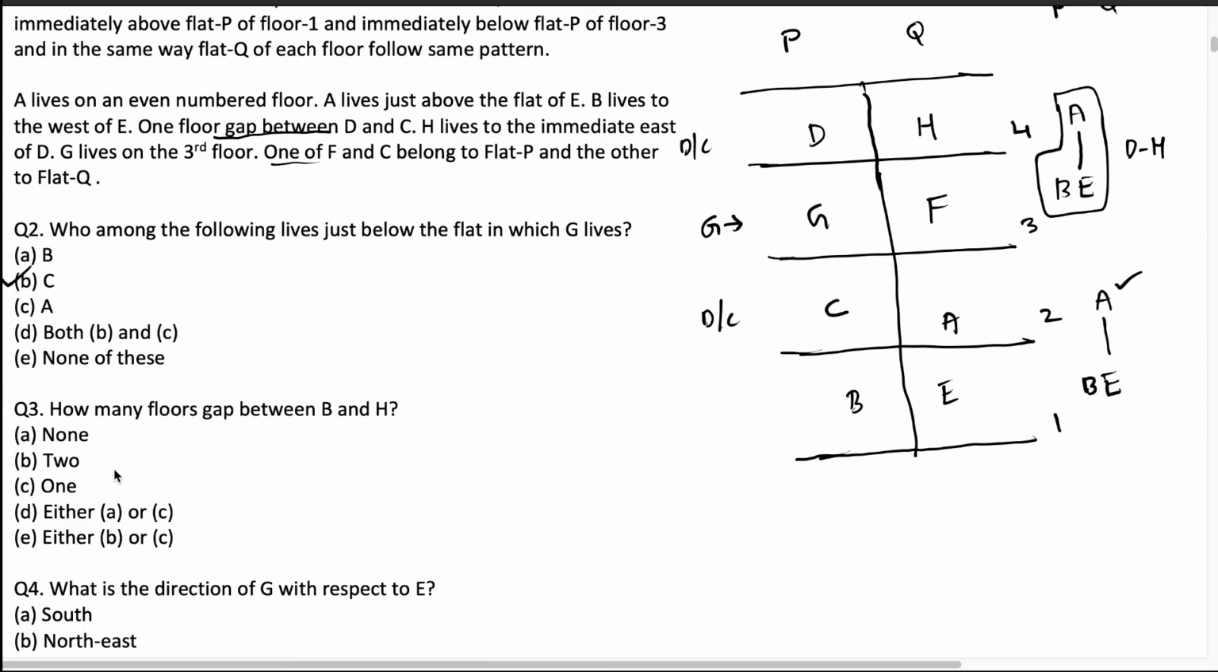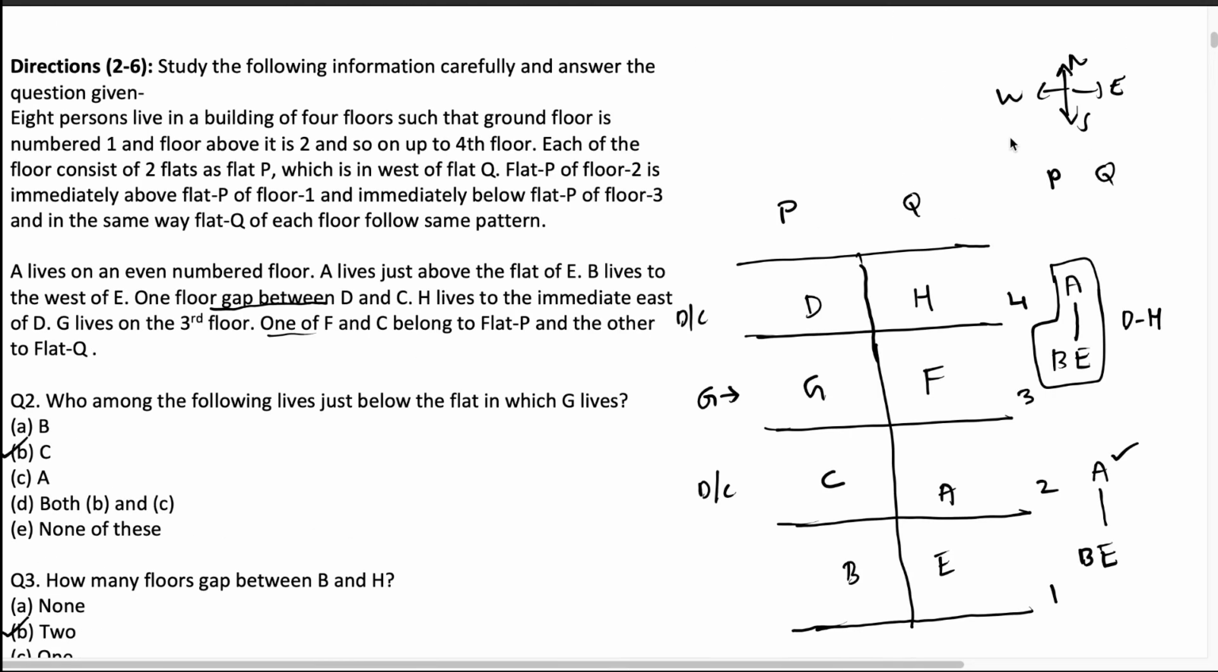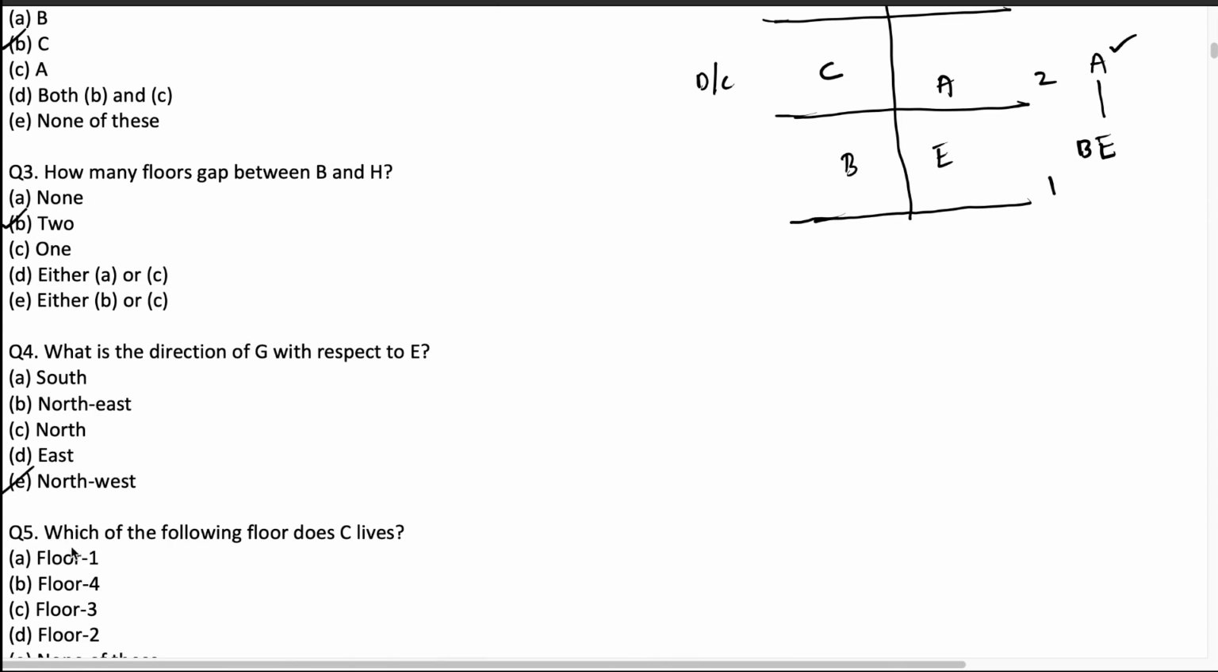Question number 3. How many floors gap between B and H? So B is on the 1st floor and H is on the 4th floor. So there will be a gap of 2 floors. Option B, 2 is the answer. Question number 4. What is the direction of G with respect to E? So from the directions we have already taken, with respect to E, G will be in the northwest direction. So option E, northwest is the answer.